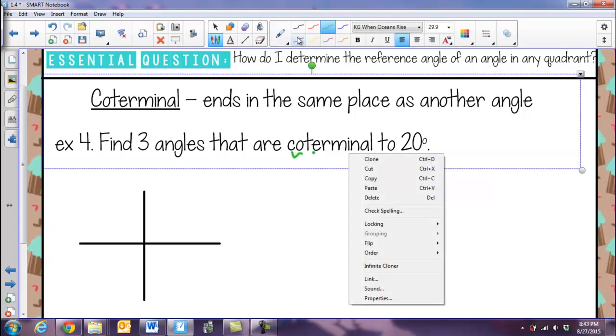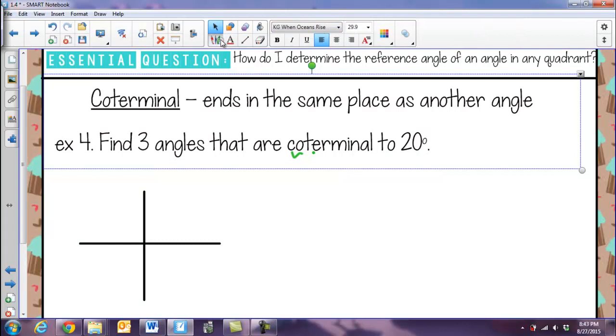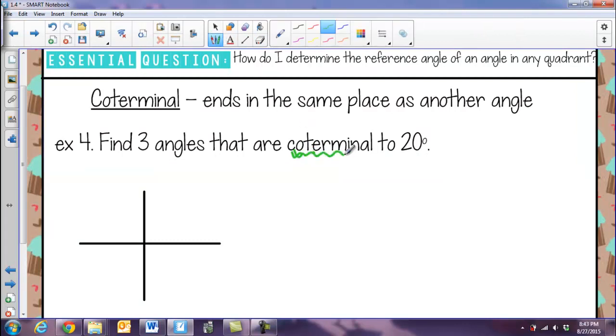So they're going to look exactly the same as 20 degrees, but the circle that we went around to get there might go a different direction, etc. So first of all, we've got to sketch 20 degrees in there. My 20-degree angle is going to be an acute angle in quadrant 1. So this guy is 20 degrees.